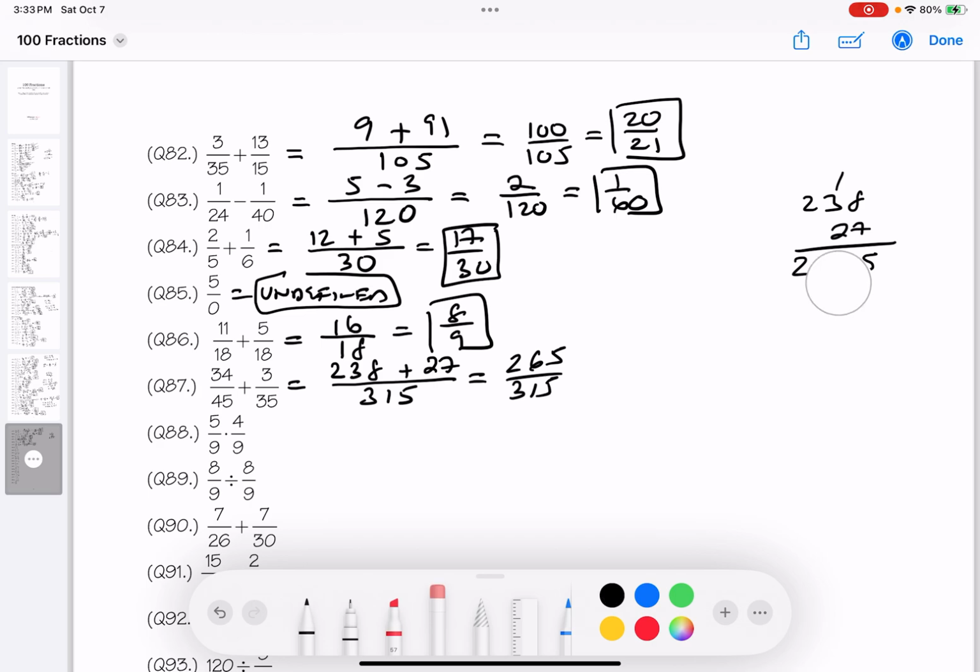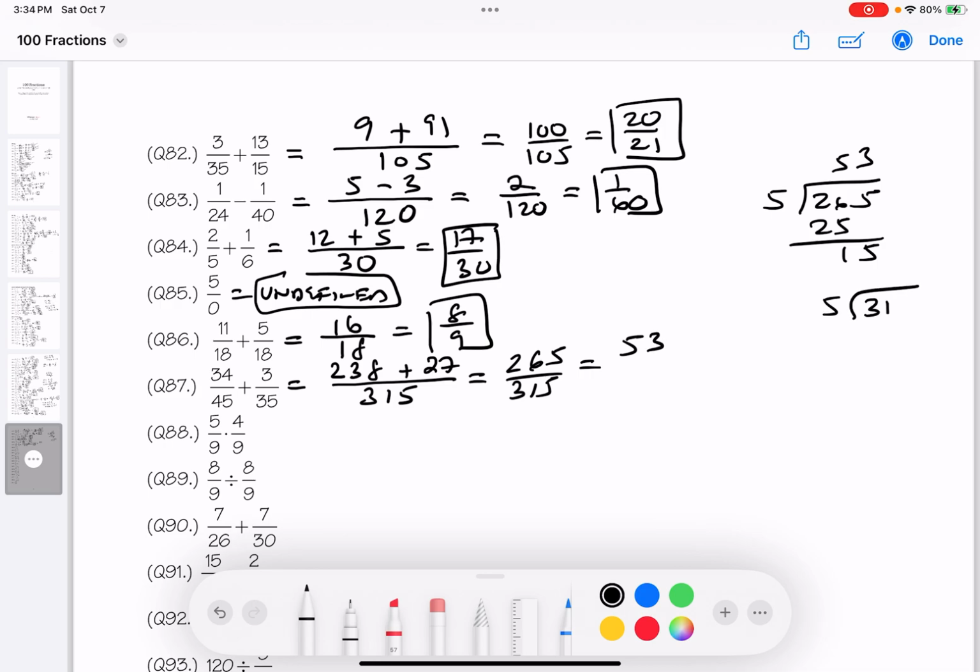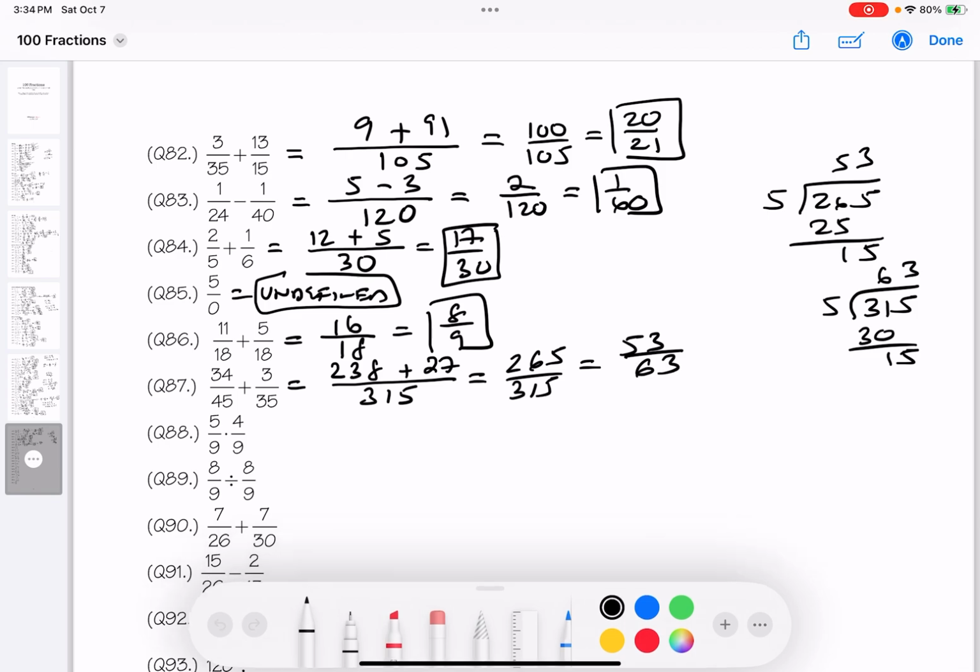Let me get my eraser out again. I got some more arithmetic to do, don't I? I can divide top and bottom by 5. I'll write that down for you. 265, that would be 5, 25, you get 1, 5, 3. So 53. And I'm going to divide 5 into 315. What do you get there? 6. That's going to give you 30, and 15, that would give you 3. So what do you get over there? 63.